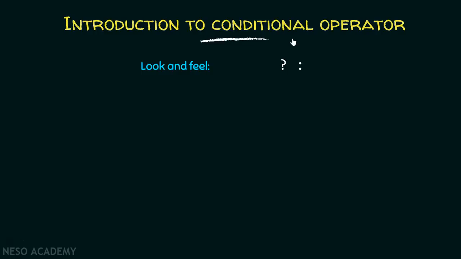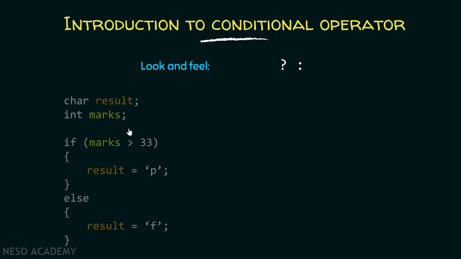This is how a conditional operator looks like. Question mark, then a colon. Let me tell you one thing, conditional operator is a ternary operator. Therefore, it requires 3 operands. Now let's try to understand why do we need this conditional operator. Let me take one example.